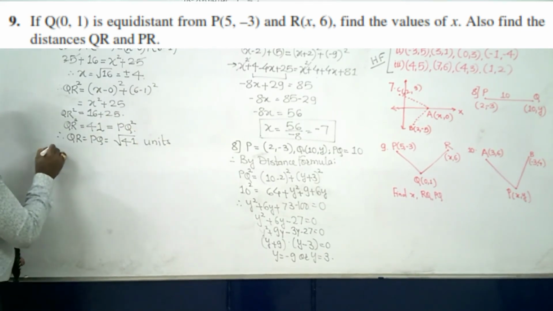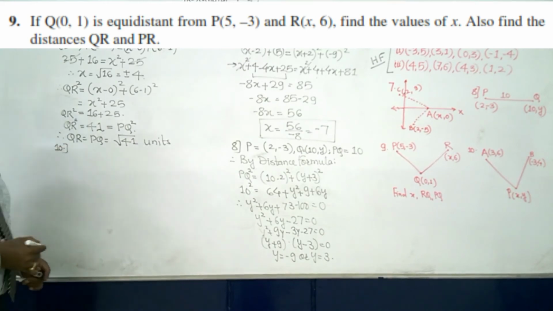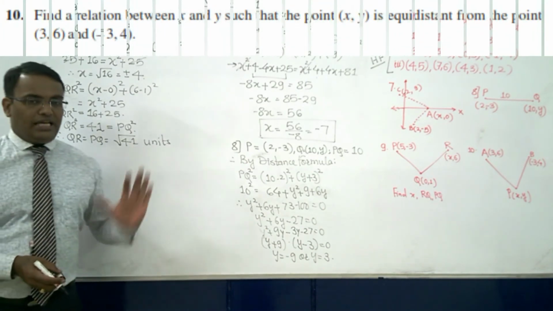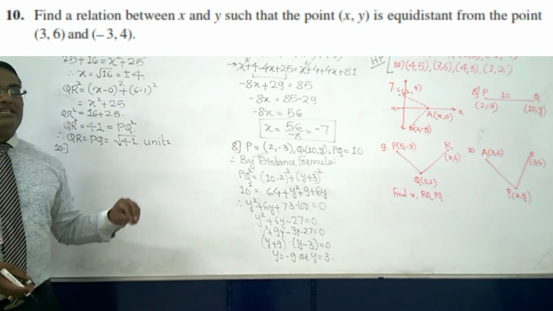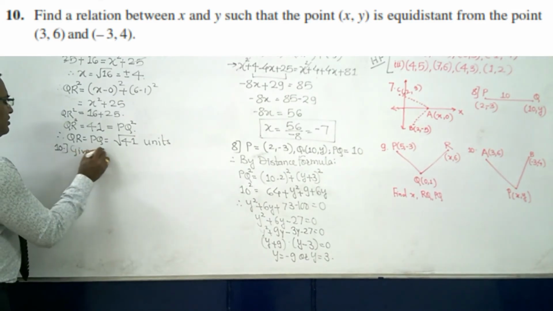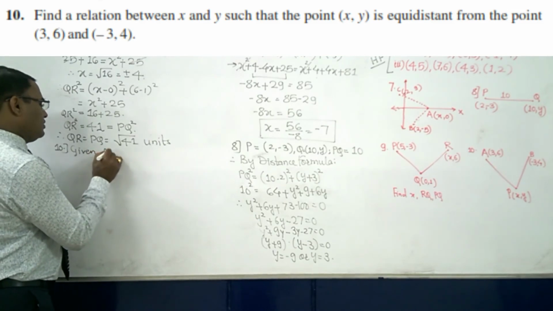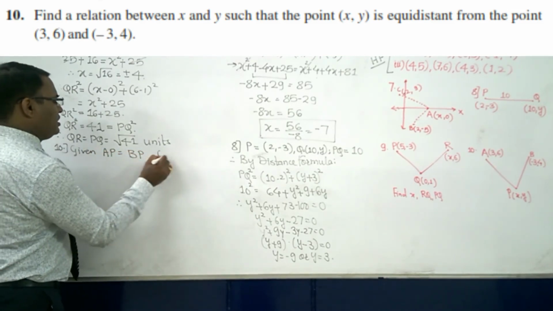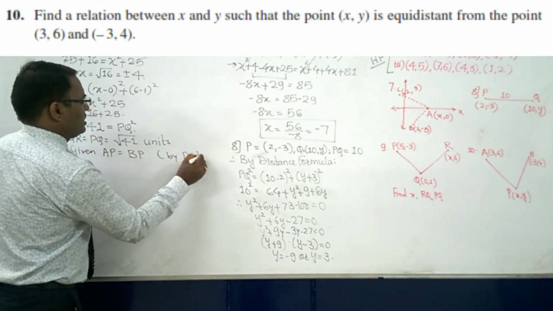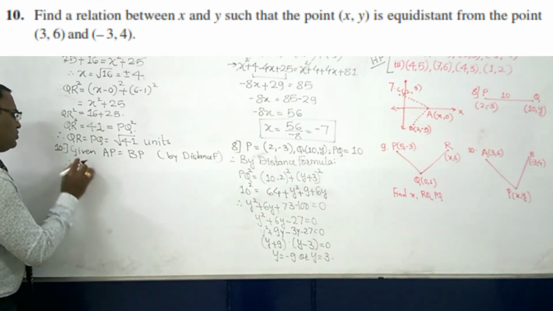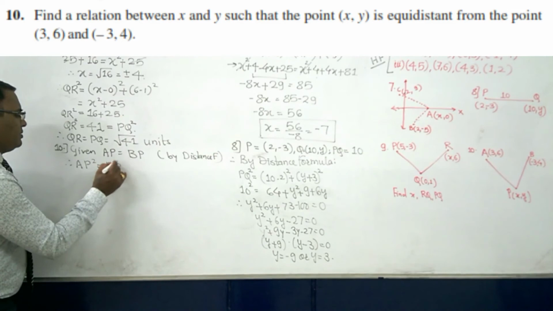Okay, that is sum number 10. What is given in that? Let's read. In sum number 10, here we just have to represent the equation. Given that AP equals BP. Okay, so by distance formula, again same. Therefore AP square is equal to BP square.